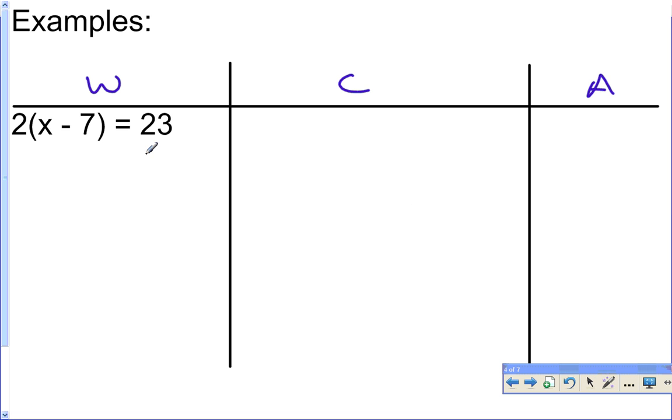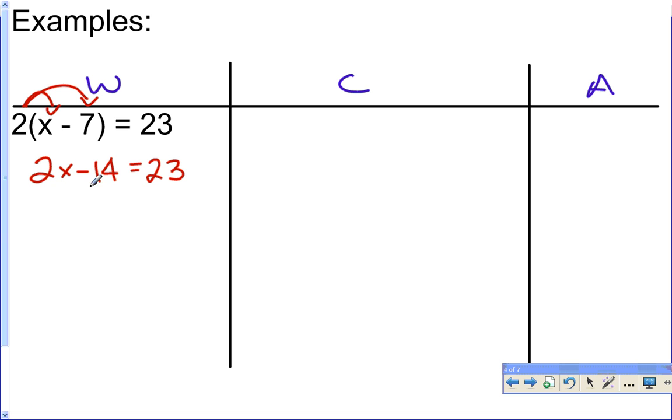So, the new thing for today is when you have a problem like this with parentheses, we want to get rid of the parentheses. That's why we just reviewed the distributive property. So we're going to distribute this 2 inside the parentheses to get rid of them. 2 times x is 2x. Bring down the minus sign. 2 times 7 is 14 equals 23. And now we just have a simple 2-step equation.